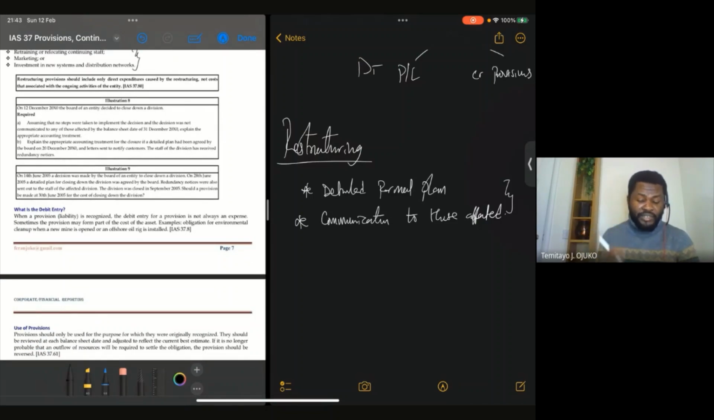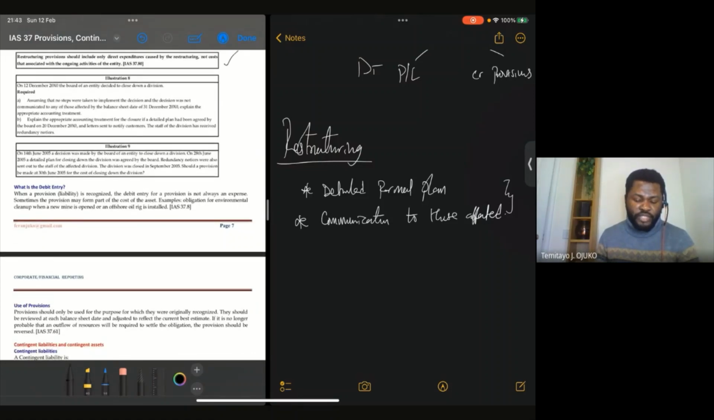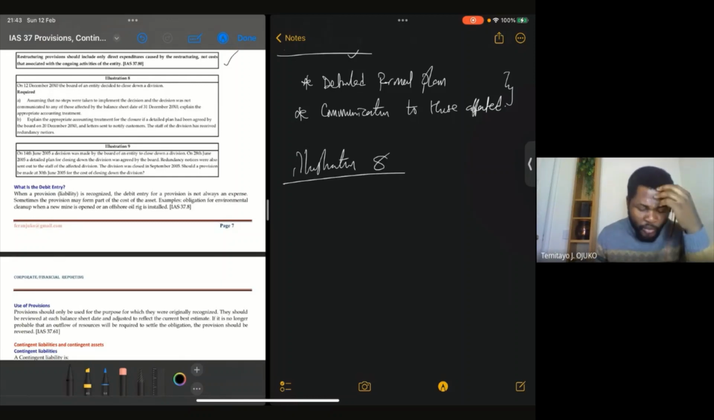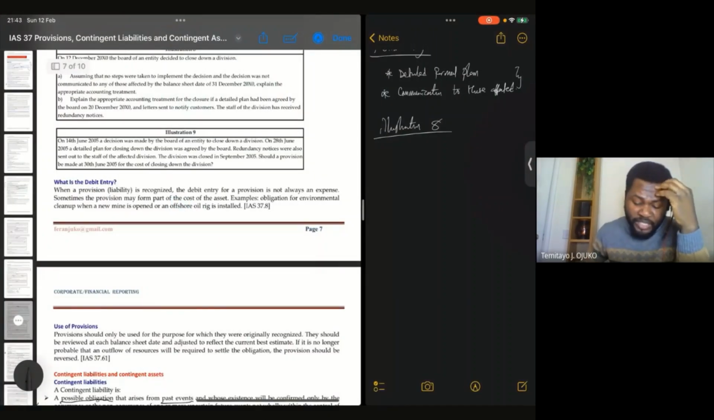So don't forget, it should include direct expenditure. Now, illustration 8 for us to look at what a restructuring is. On 12 December 2020, the board of an entity decided to close down a division. Assuming no step was taken to implement the decision, and the decision was not communicated to any of those affected by the balance sheet date of 31 December 2020, explain the appropriate treatment.